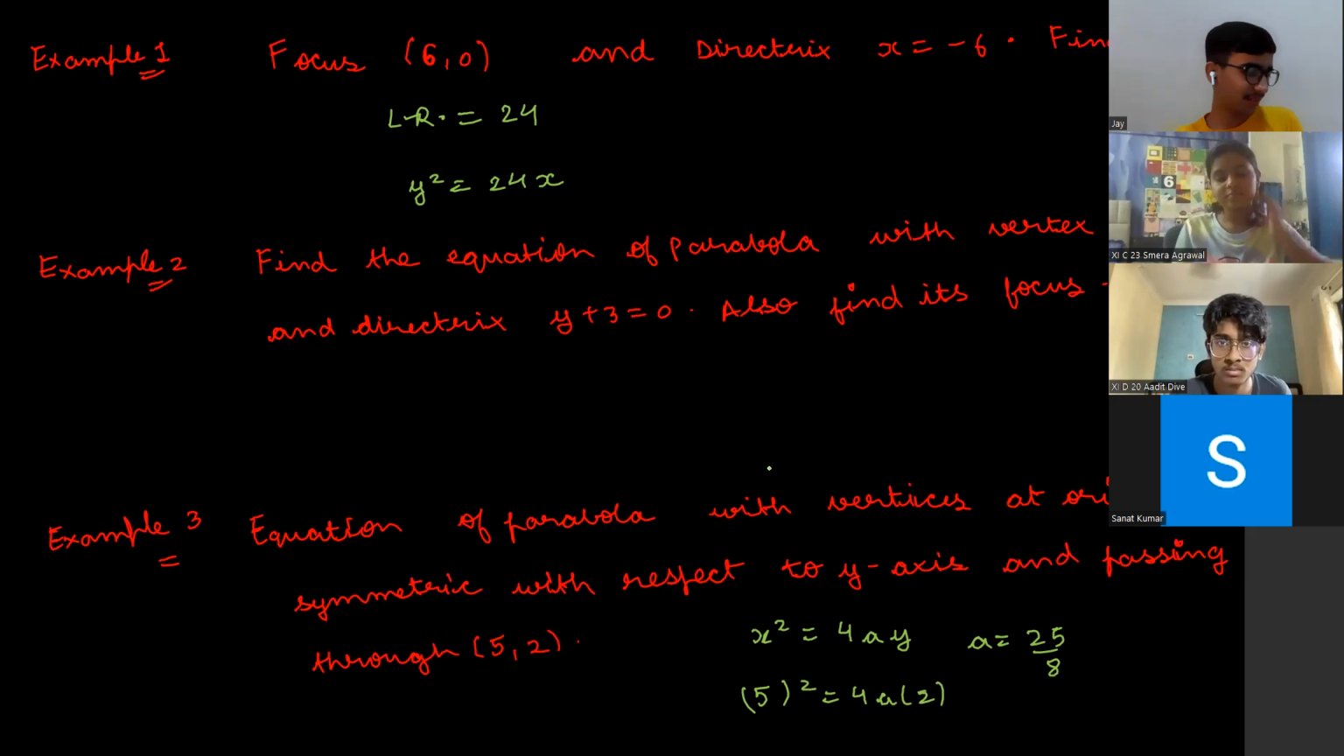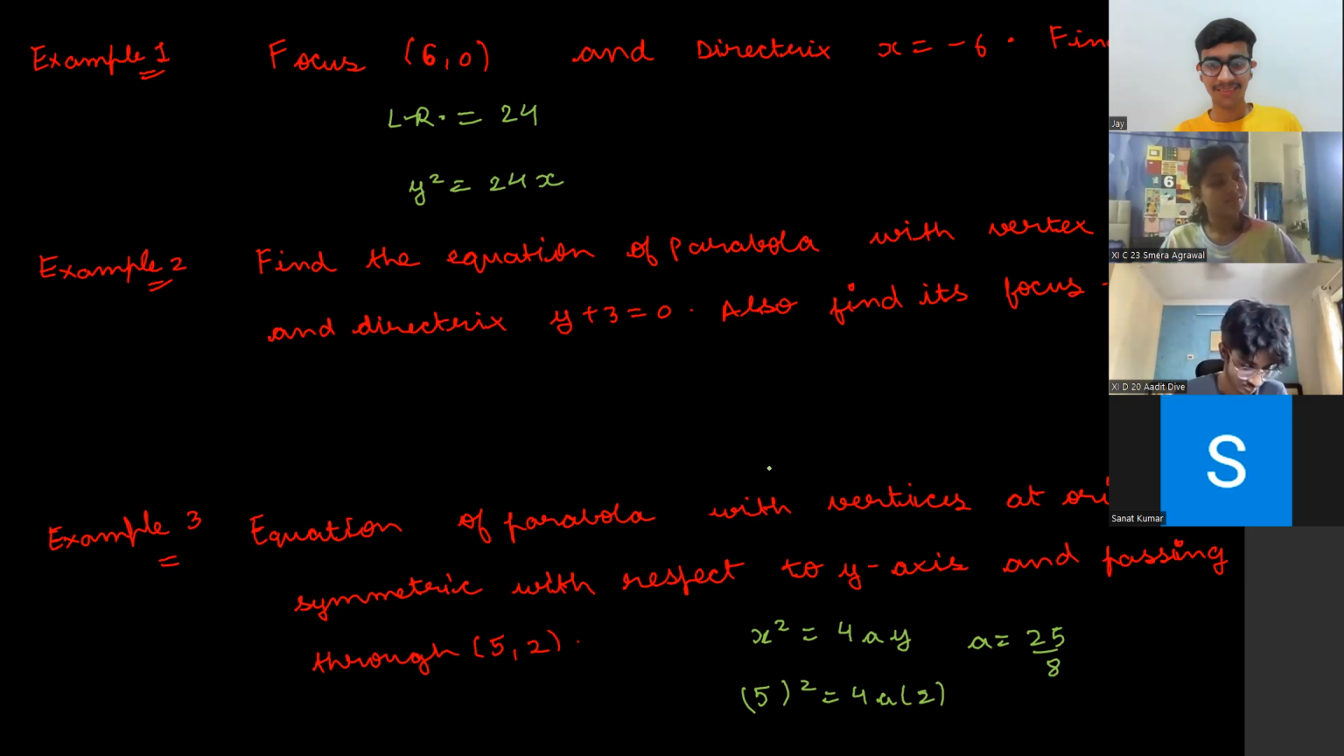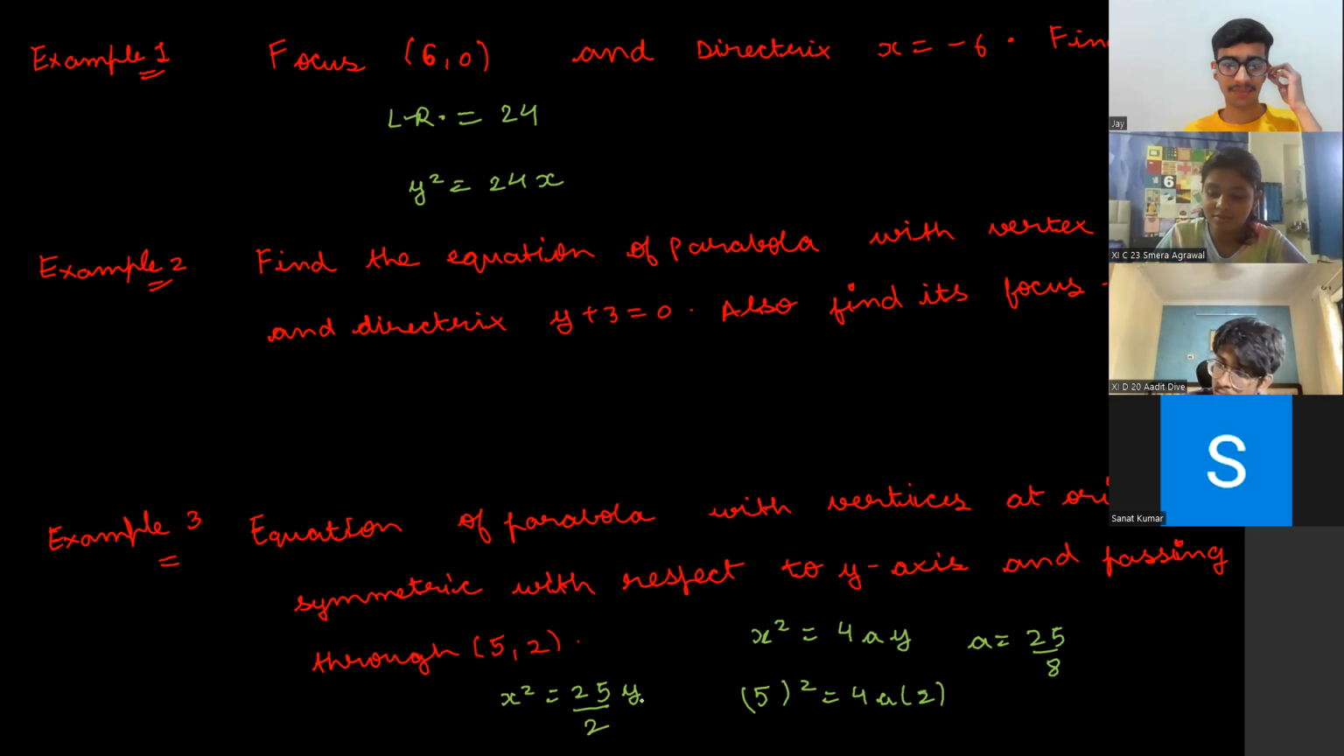It's 4:30. One more hour. Sir, but mine is not correct. x square is equal to, okay, let me just write the final answer. x square is equal to 25y by 2. This is the final answer.